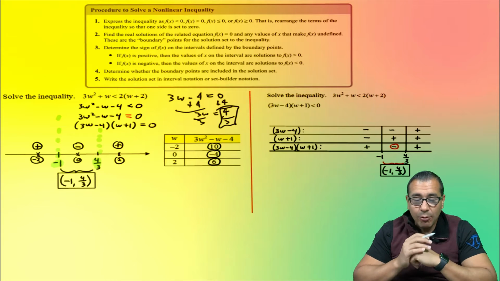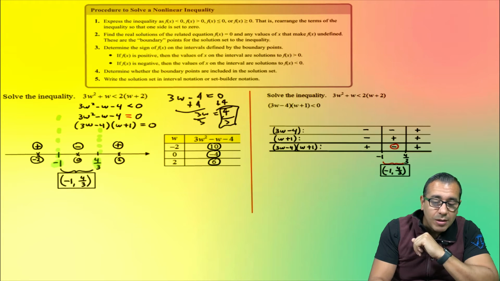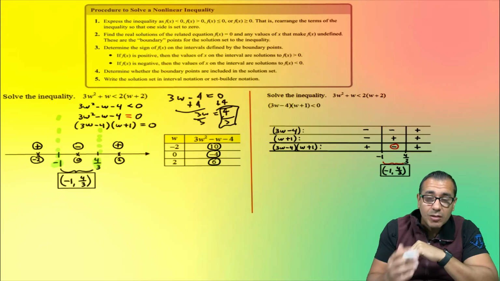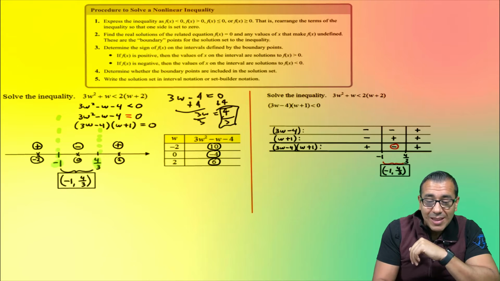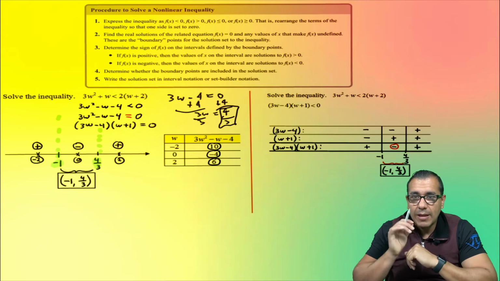All right, and remember what we're looking for. We're looking for all the numbers that when I plug them in here will give me a negative answer. That's my solution, because I'm looking for the values that make this inequality less than 0. That's what I'm looking for.